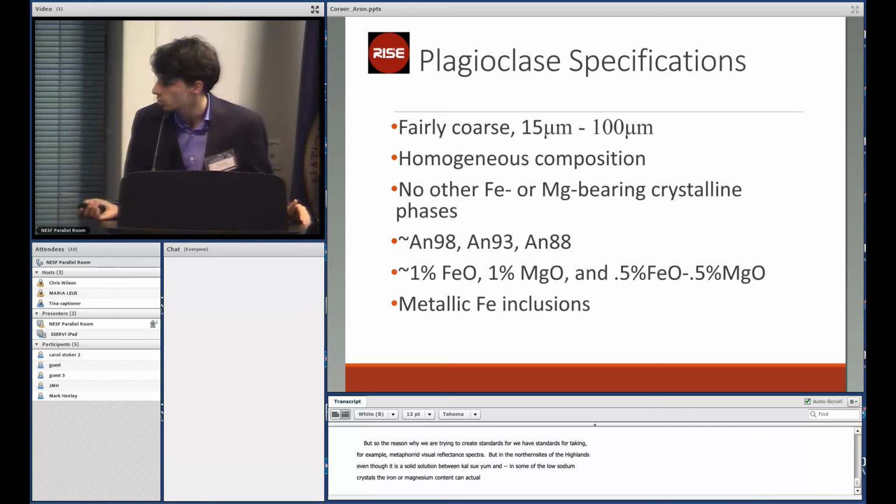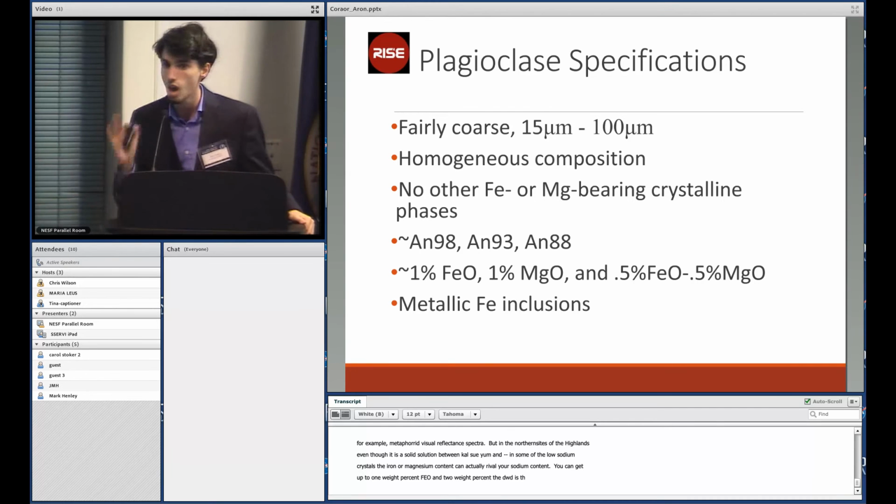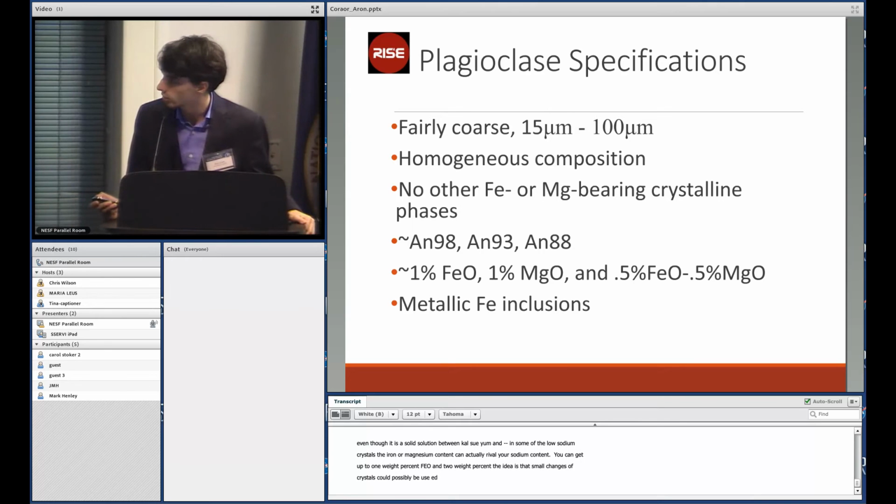You can get up to 1 weight percent FeO, and if you have 2 weight percent albite, the idea is that small changes in FeO versus MgO content of plagioclase crystals could possibly be used to help identify different kinds of lithologies on other planetary bodies.